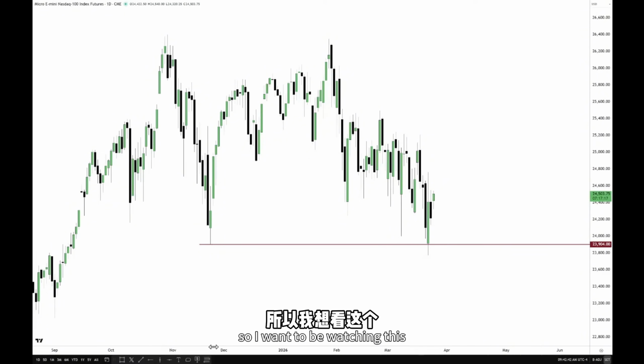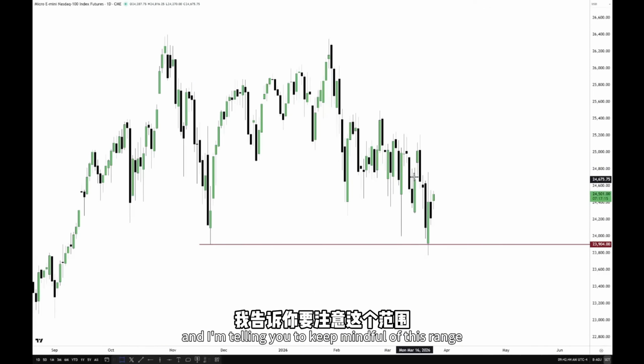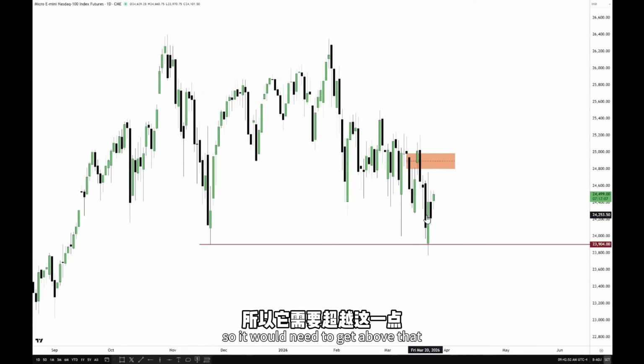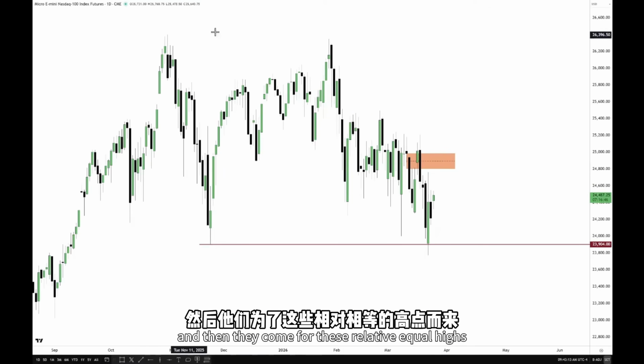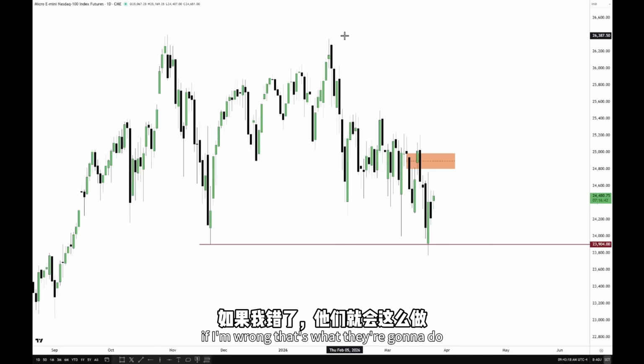So I want to be watching this, and I'm telling you to keep mindful of this range there. It would need to get above that, then treat that as an inversion fair value gap for me to be bullish. Until it does that, I'm not bullish. Now, conspiracy theorist angle. New Fed chair comes in. Boom. All of a sudden, we get the greatest news. The economy's so great. Everything's wonderful. Everything's going to be easier to get for you. And then they come for these relative equal highs. If I'm wrong, that's what they're going to do.